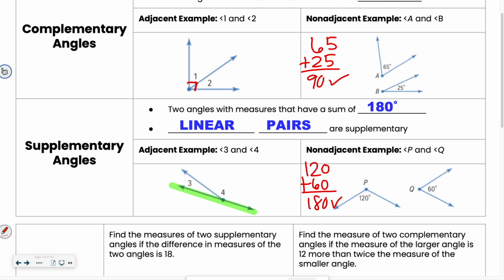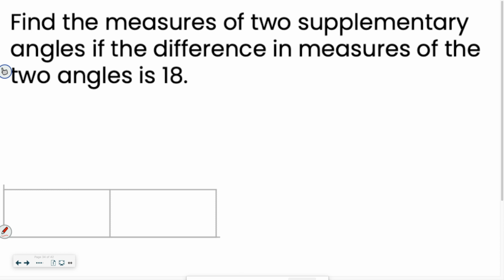Okay, so let's try a little bit of algebra with complementary and supplementary angles. Just find the measure of 2 supplementary angles if the difference in measures of the 2 angles is 18. What's a key word that you guys see? Difference, that's a good one. Any other words that might help us? Supplementary. I think that's a good start. Supplementary angles add to what? 180. I'm going to put that right here.